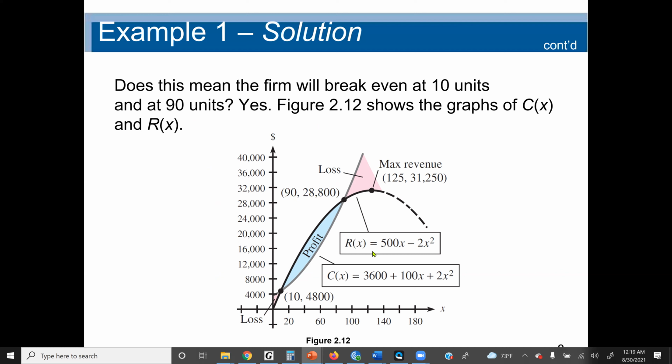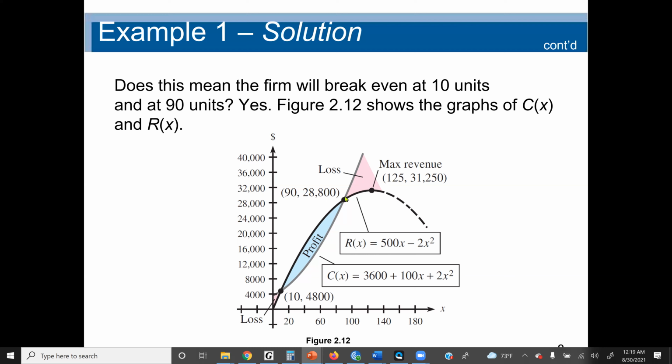So this R at x is the function we can see here, 500x minus 2x squared. Then C at x is the function here we generated. It's also a parabola we can see. Remember, C at x, the a value is positive, so it's going to open upward. So we can see it start to open upward on the negative side. But R at x, the a value is negative, so it opened downward.